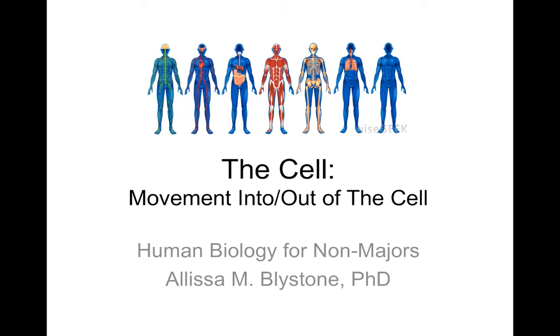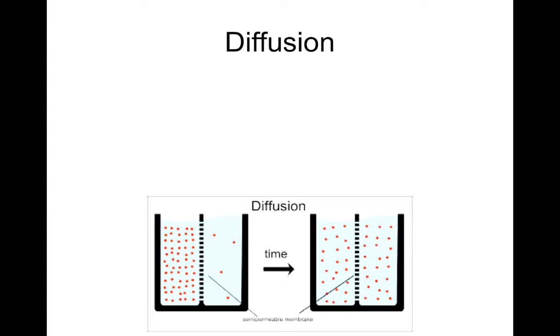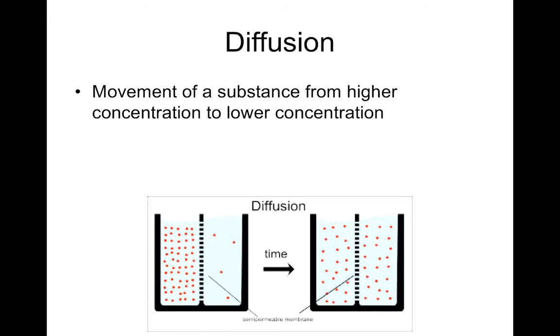Today we're finishing up our talk on the cell. We're going to look at movement into and movement out of the cell today. We're going to talk about diffusion. Now, we've talked about this in lab already, but the basic definition of diffusion is movement of a substance from a higher concentration to a lower concentration.